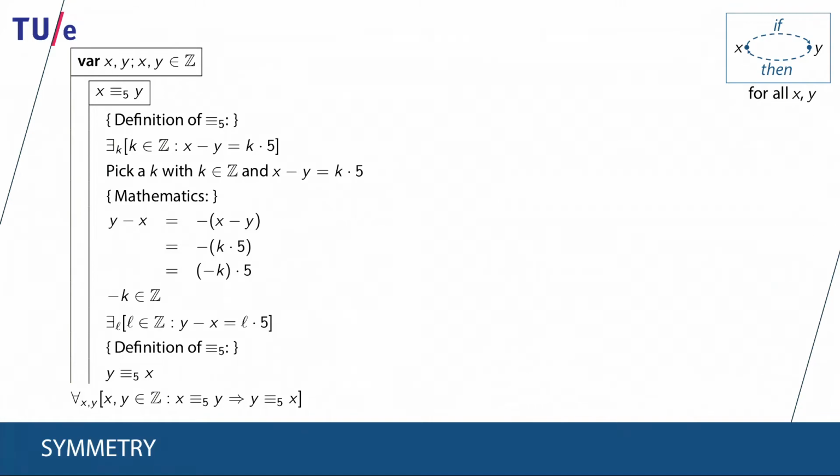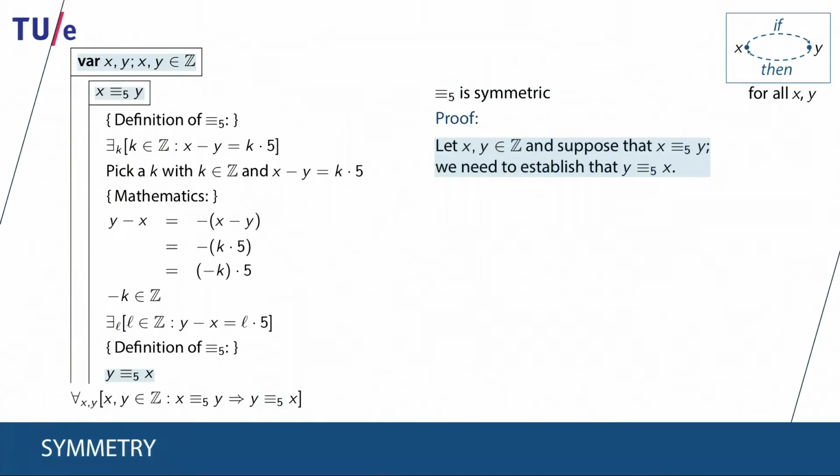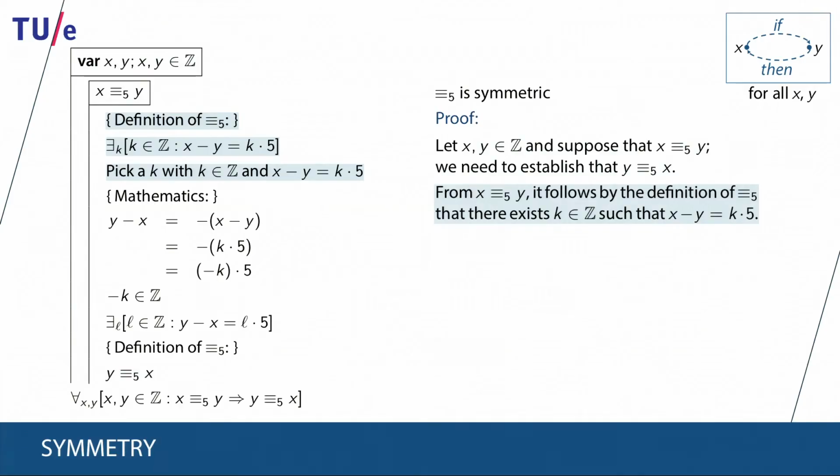version of the argument. Our goal is to prove that equivalence modulo 5 is symmetric. To this end, we let x and y be integers and suppose that modulo 5 x is equivalent to y. We then need to establish that, again, modulo 5, y is also equivalent to x. First, we conclude from the assumption that x is equivalent to y that there exists k such that x minus y is k times 5.